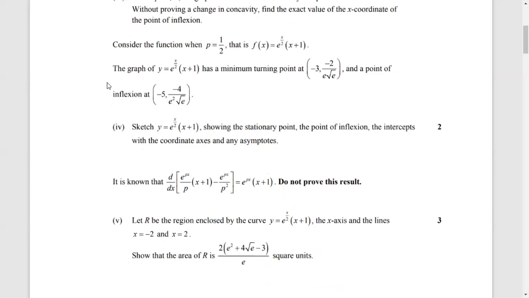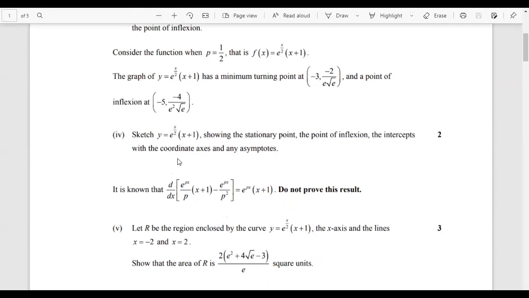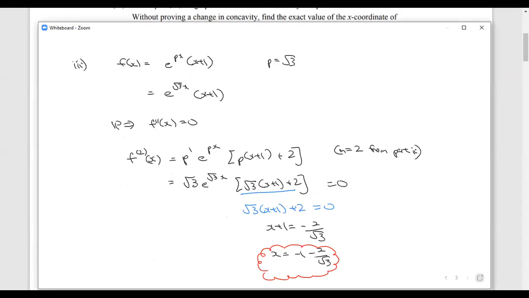The next part of the question says, consider the function when p equals a half, and they've written out the f(x) for you. The graph of y equals e to the x over 2 times x plus 1 has a minimum and a max and an inflection, and they've worked that out for you. So sketch it, showing stationary point, inflection point, intercepts with coordinate axes and any asymptotes. So basically, they've done a lot of the work for you, and they basically want you to put it together and sketch it. So let us consider what we know.